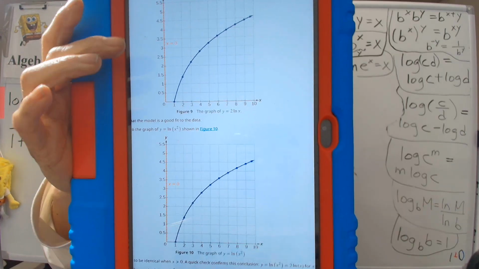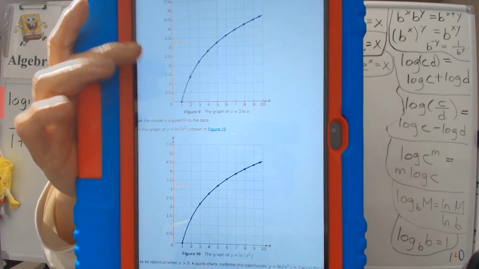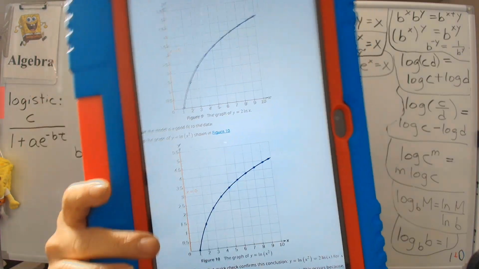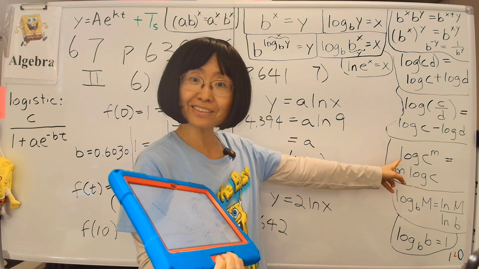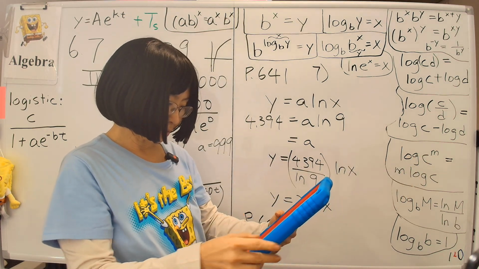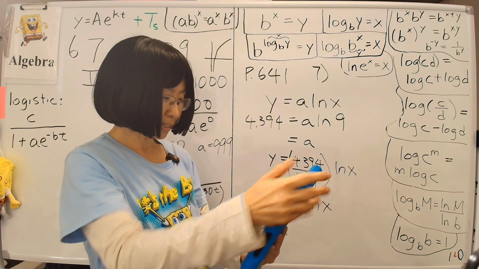To show that, the book has graphed both things. As you can see, the top one is y equals 2 natural log of x. The bottom one is y equals natural log of x squared. They are the same because this formula says so. Okay, so that is that. And next, let's look at the next example, example 8.